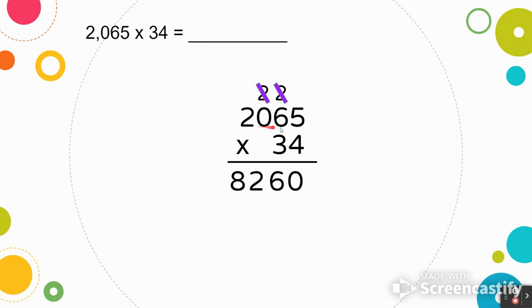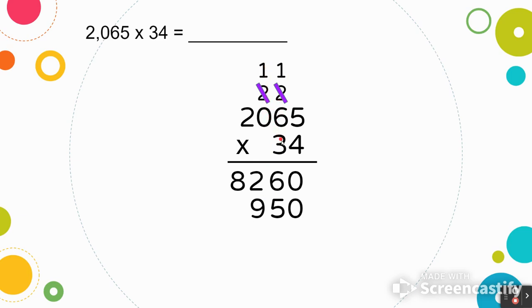Next, let's multiply 2,065 times 30. Since the 3 is in the tens place, we need to remember the 0 in the ones place in our product. Now let's multiply 3 times 5, which is 15. 5, and we're going to regroup the 1 above the next number that we're going to multiply, which is the 6. So now we'll multiply 3 times 6, which is 18, plus 1 more is 19. We'll put a 9 down here, regroup the 1 above the next digit that we're going to be multiplying.